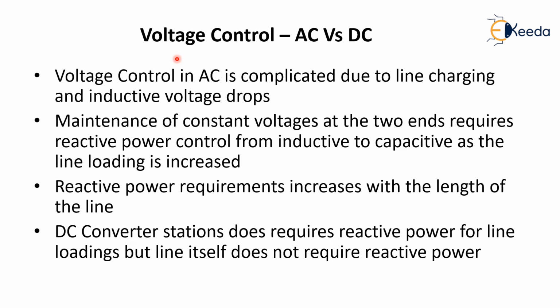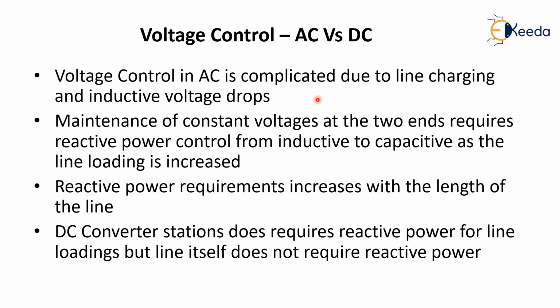And next comes the voltage control. Voltage control in AC is complicated due to line charging and inductive voltage drops. Maintenance of constant voltage at the two ends requires reactive power control from inductive to capacitive as the line loading is increased. Reactive power requirements increase with the length of the line. So whenever we are increasing the length of the line, the reactive power requirement is increasing. So we need to compensate the reactive power. We'll be discussing this in detail in the next video.